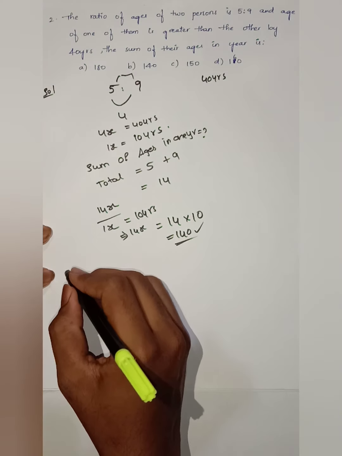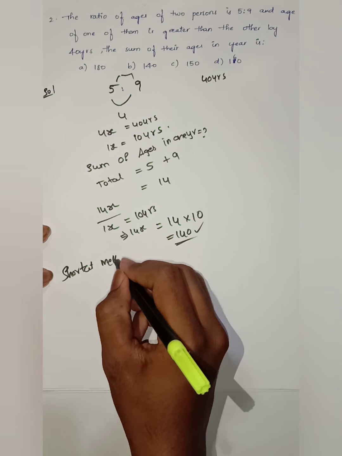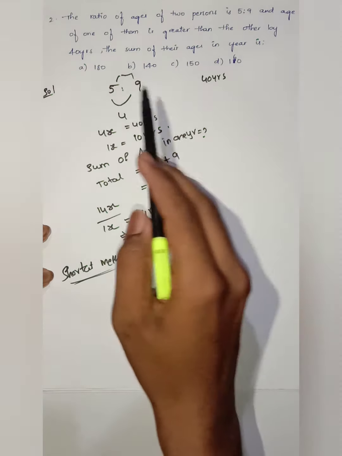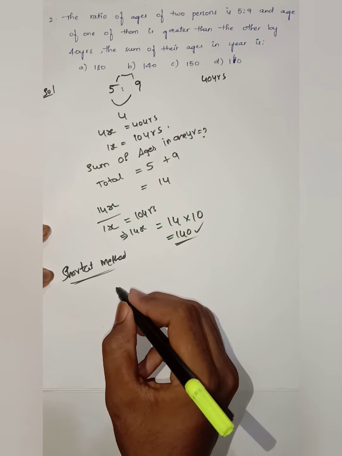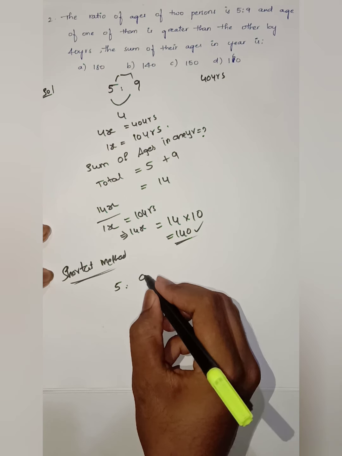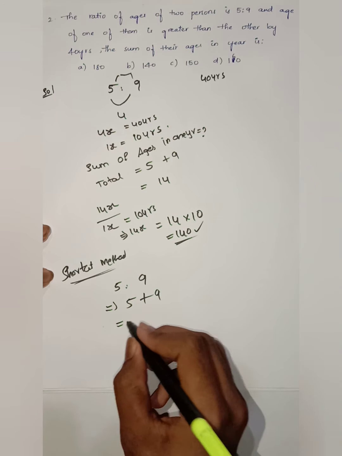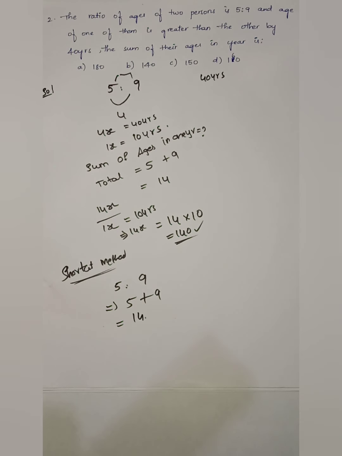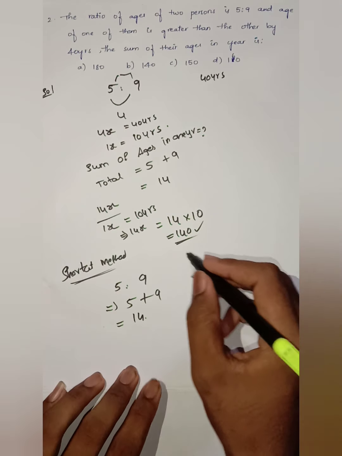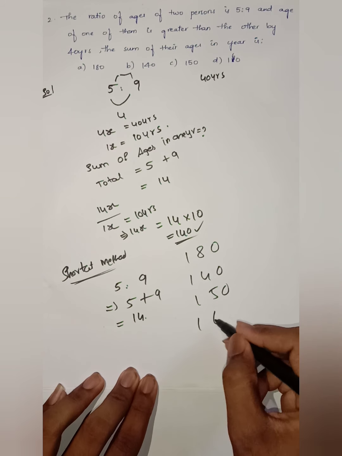Now we will try to solve from the shortcut method, or option finding method. In the question it has asked that the sum of their ages in years is dash. It has given that the ratio is 5:9, so sum of their ages means 5 plus 9, total is 14. In the option verification you should know what the options are representing. The options are representing the sum of their ages. So options given are 180, 140, 150, 160.